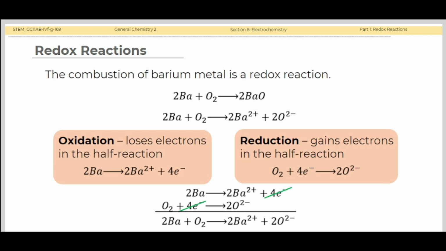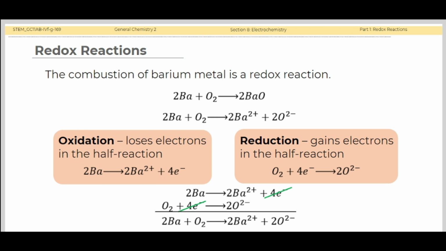The combustion of barium metal is a redox reaction. In writing the balanced equation, we can write the product by separating it into ions. The conversion of barium metal to barium ion involves losing of electrons. This half reaction is called oxidation. On the other hand, the conversion of oxygen to oxide ion involves gaining electrons. This half reaction is called reduction.